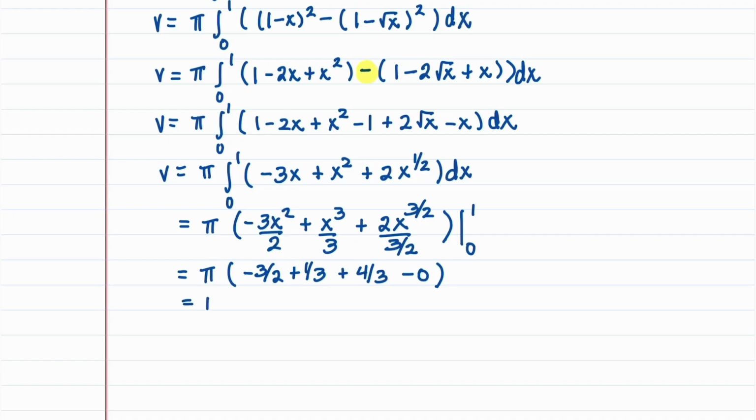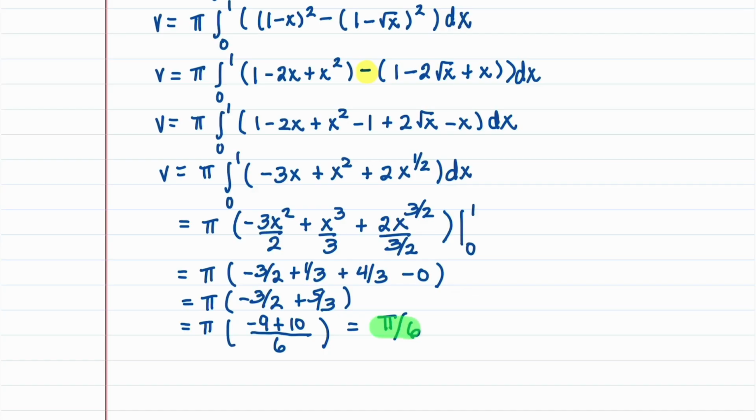This is equal to pi times minus 3/2 plus 5/3. Let's get a common denominator of 6. So this is a minus 9 plus 10, which leaves us with an answer of pi divided by 6. Let's now look at our second example.